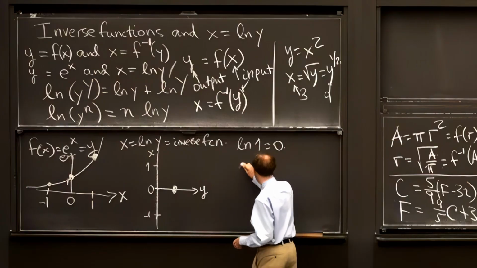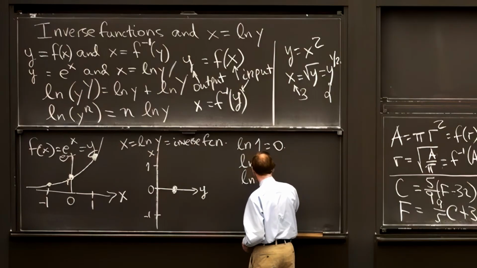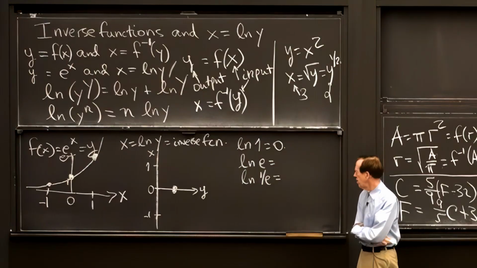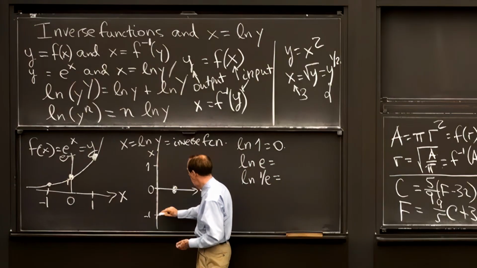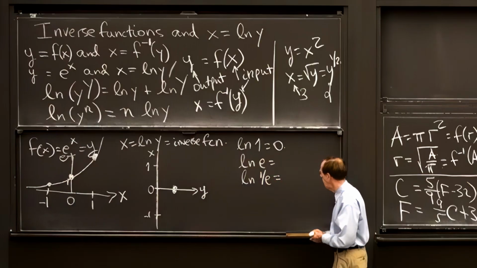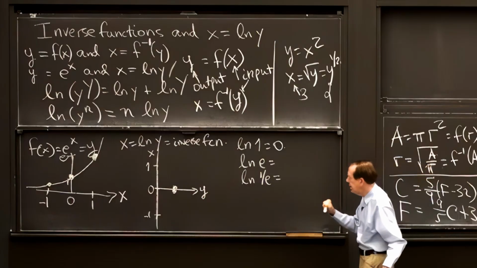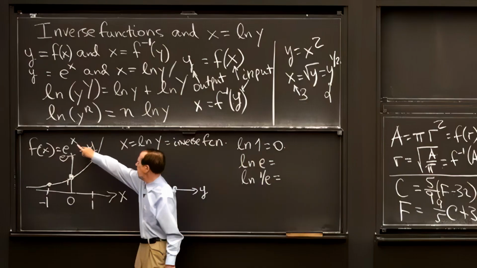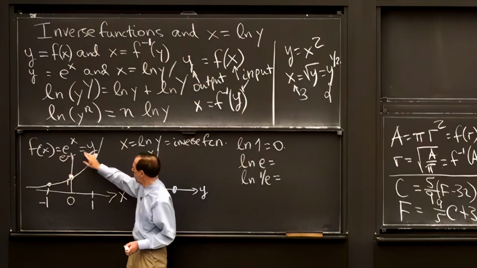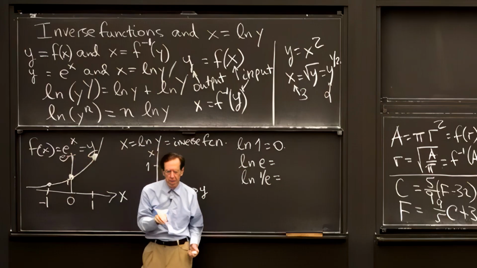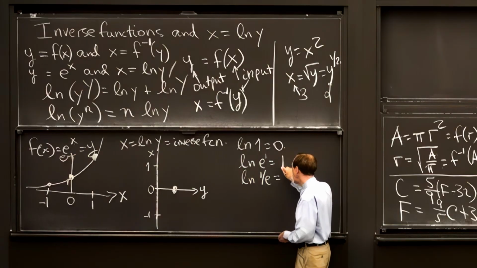Okay, then what are the other ones I want? I want to know the log of e, and I want to know the log of 1 over e. And what are those logarithms? I could look over here. They're going to be 1 and minus 1, but let's just begin to get the idea of the log. The log is the exponent. That's what you should say to yourself all the time. What is the logarithm? The logarithm is the exponent in the original. So here the exponent is 1. So the log is 1.